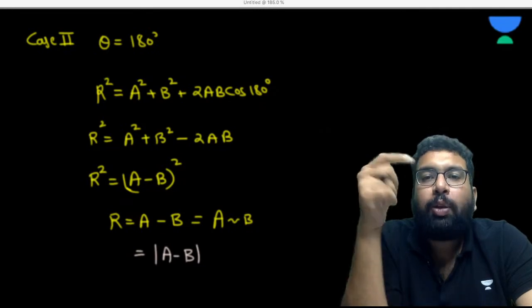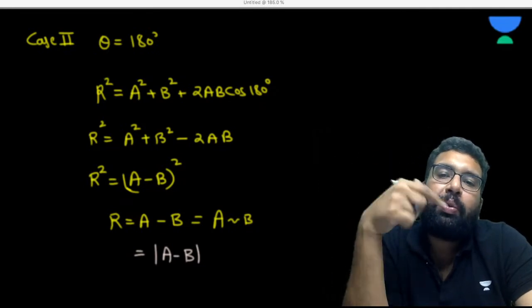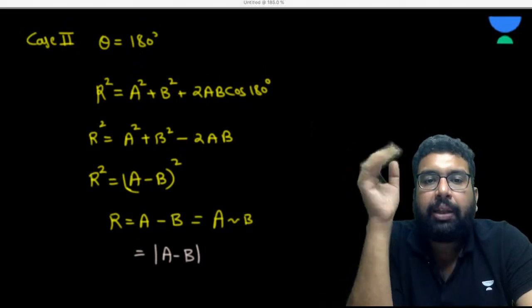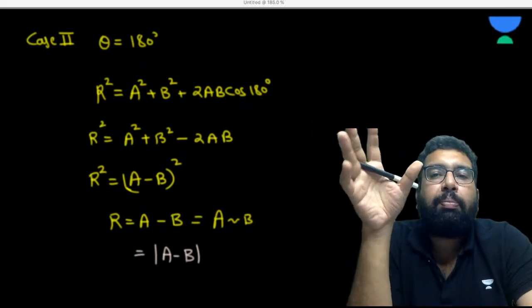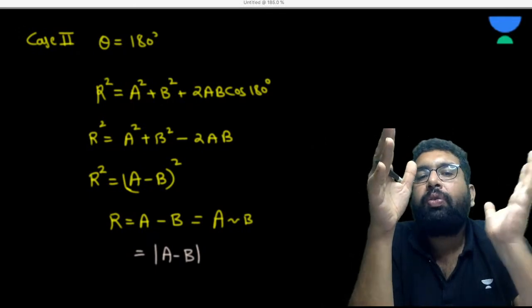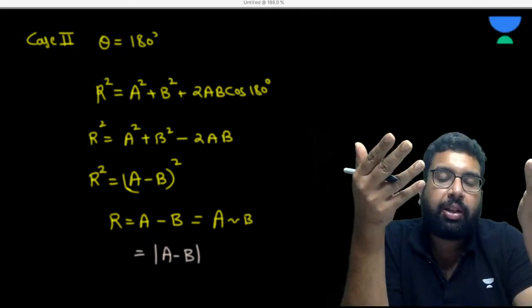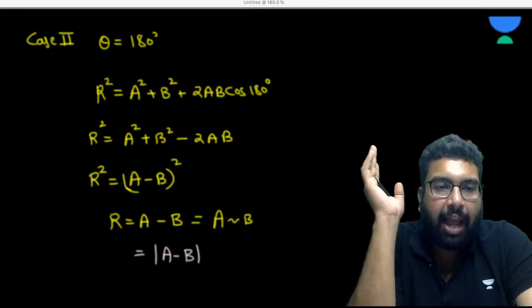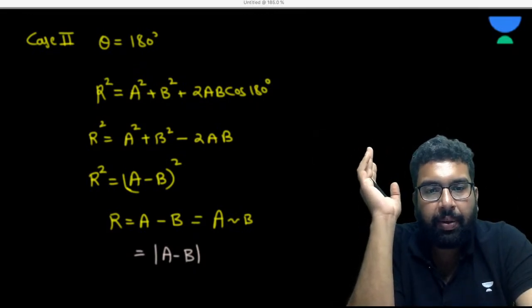Because see, a minus sign in a vector refers to some direction. Are you getting my point? So basically, when I am writing the resultant, I mean the difference, when we use the subtraction sign, we basically mean the magnitude of that. Understood, my dear? Okay.